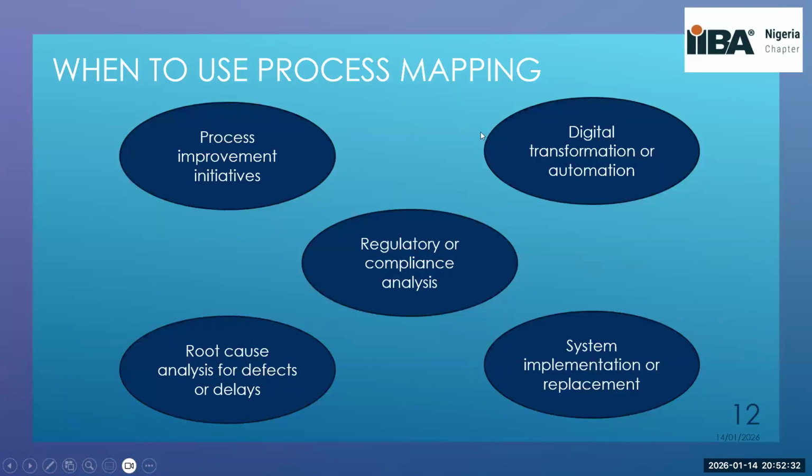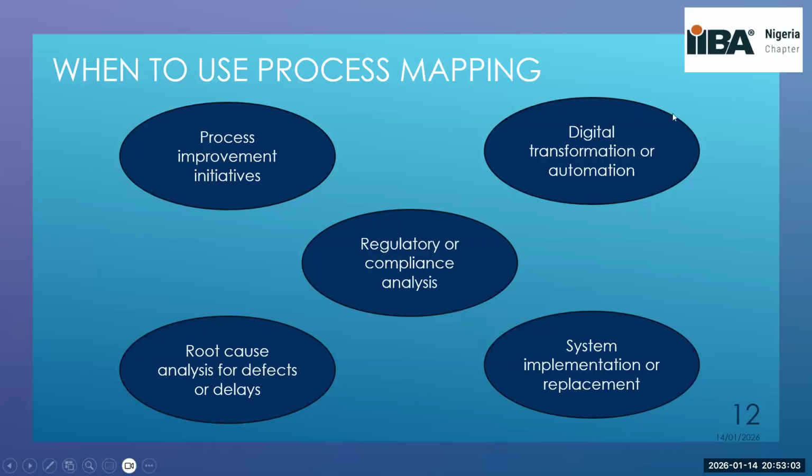When do we use process mapping? We use it when we want to improve our processes. We can use it for digital transformation. We want to automate our business processes. We don't want to use manual processes again. You can use process mapping. So map out what our process is when we are using manual, and what will be our processes for digital transformation. So basically, it's usually to map out the current and the future states.